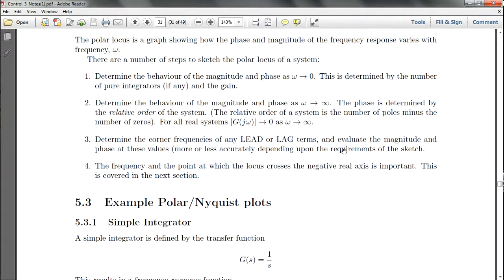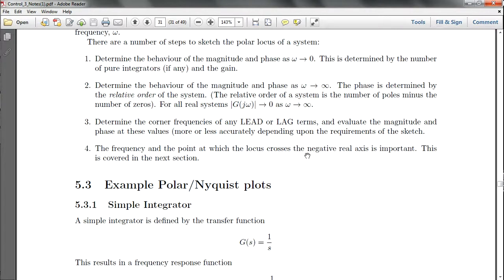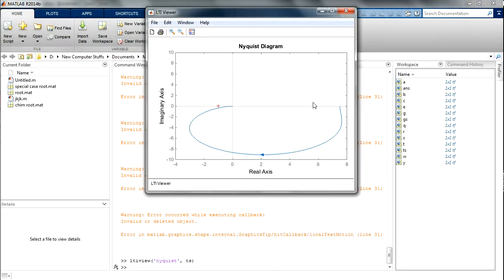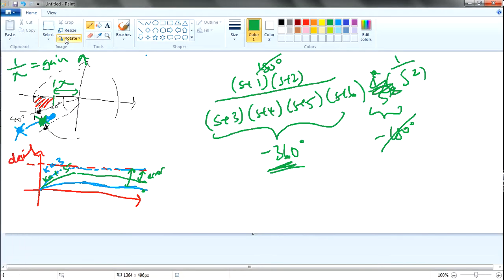This one I think is the Bode plot. But you make sure you know the delay. And the frequency and the point at which the locus crosses the negative real axis is important. So where it crosses the real axis is important. How does it cross the real axis, right?